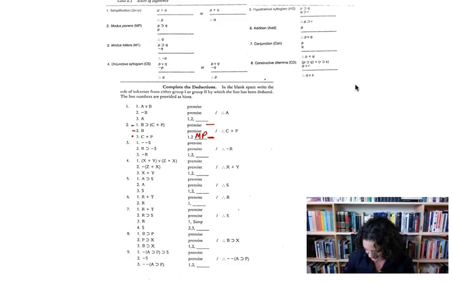Let me see if I can advance this a little. I think I might need to pause this to advance the handout to get you to some of the harder ones. So I'll be right back.